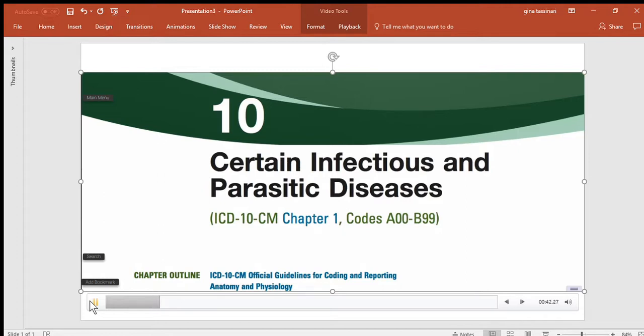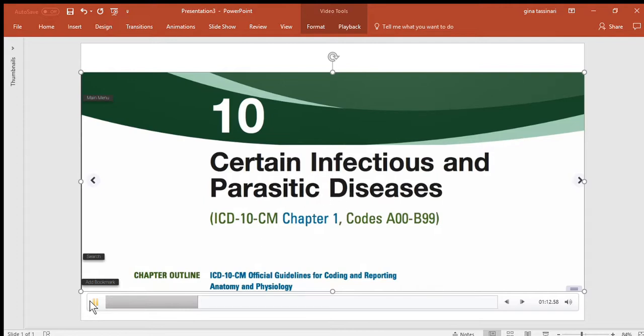Now what I want to point out is that the numbers for the chapters in your textbook do not match up to the numbers for the chapters in the ICD-10 manuals. All right? This is Chapter 10 in your textbook, and it is speaking to ICD-10 CM Chapter 1, which covers codes A00 through B99, and that would be for certain infectious and parasitic diseases.